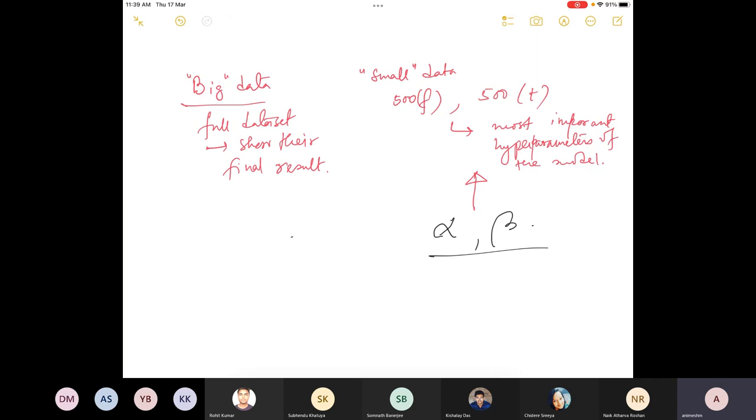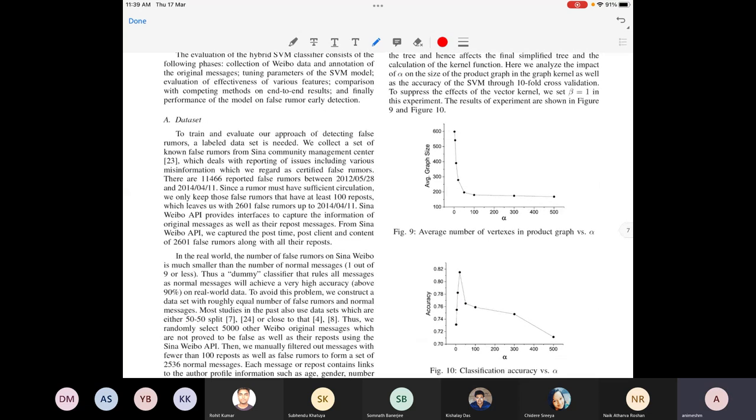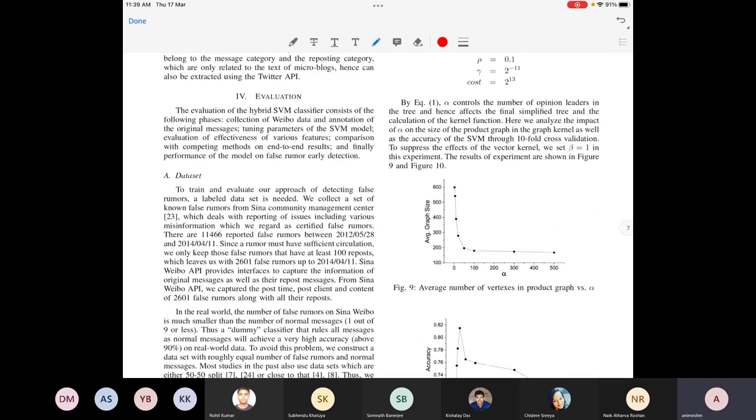Now, how do you estimate this? So these two estimations are done using the small data set. This is kind of the validation data set. Now, for estimating the best value of alpha, what the authors did was the following. They set beta, because you cannot vary both the things together. You have to fix one and try to find out the other one. So here they set beta equals to 1. What does that mean?